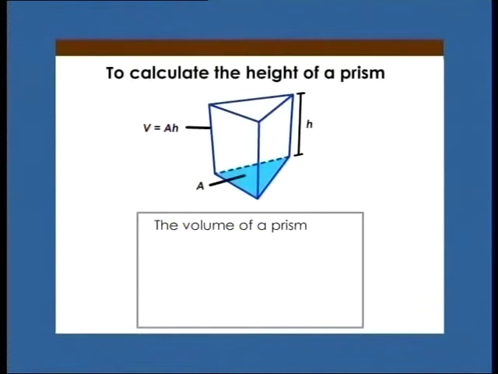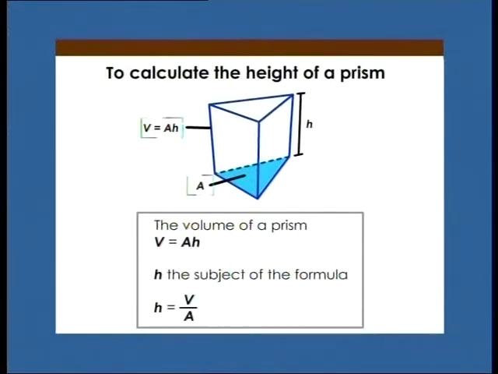The volume of a prism, V = Ah. By making h the subject of the formula, we get h = V over A. Thus, the height of a prism can be calculated if V and A are given.